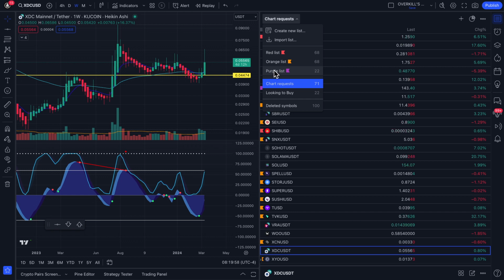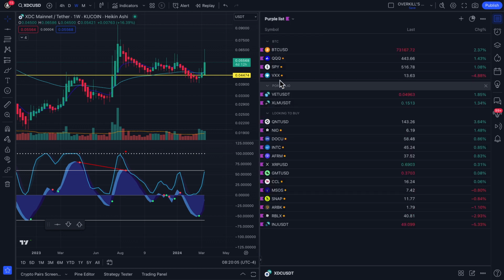I already named them off: XRP, XLM, XDC, Algorand. There's a bunch of them. You can look them up. Ada Cardano's another one. There's some names.